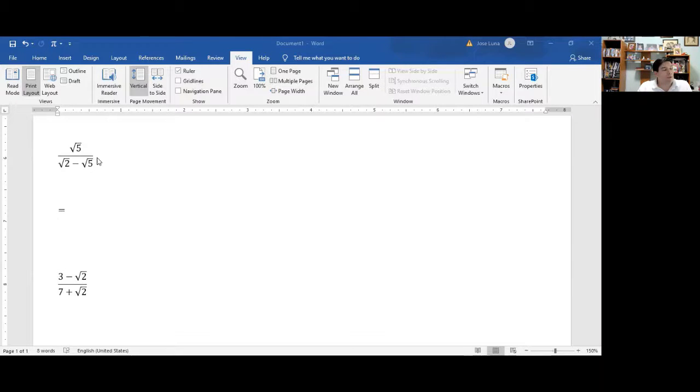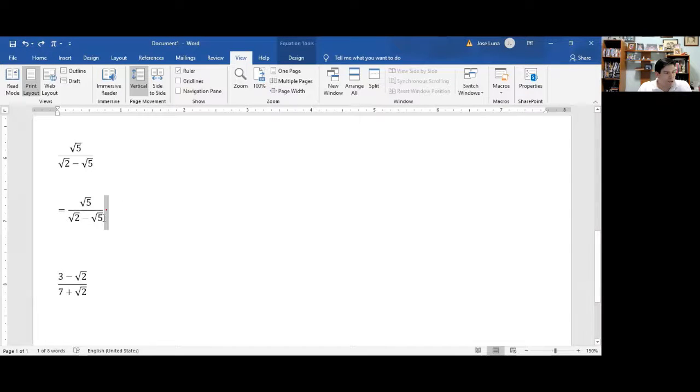All right, so we are going to change the form. We're not going to change the value. So in order to do that, we're going to multiply times 1. Yes, multiply times 1. We're not going to change the value. This will only change the form. So what 1 are we going to choose? All right, so I have my expression here, and I'm going to multiply times 1.